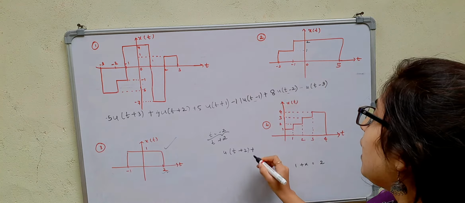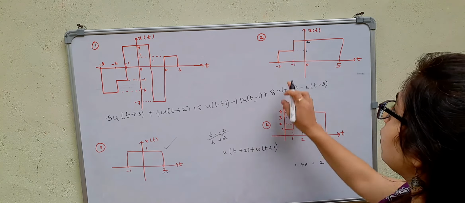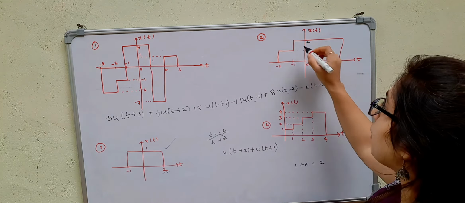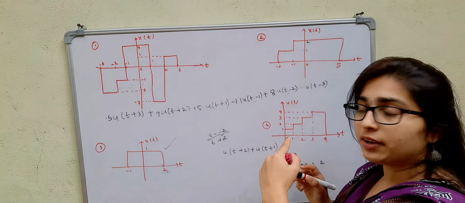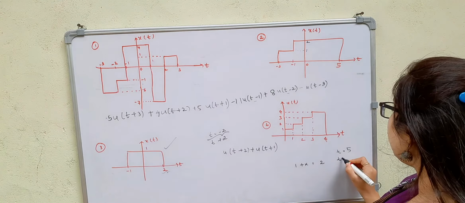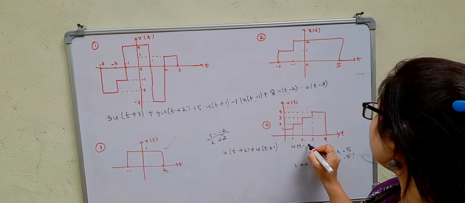So x will be equal to 1. So you have to add u of t plus 1. If I add, I will get 2. See, till where it is maintaining this step height, till 5. So at t is equal to 5, it is changing its step height again. So that means at t minus 5, u of t minus 5, you have again another value.